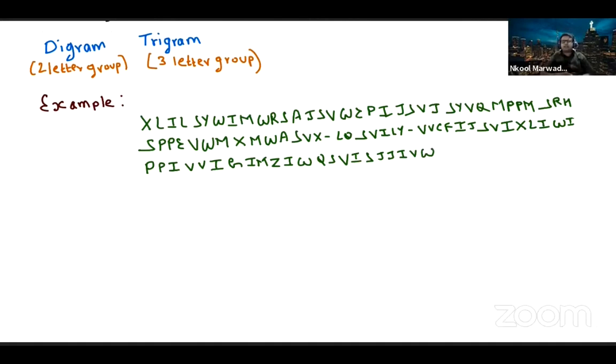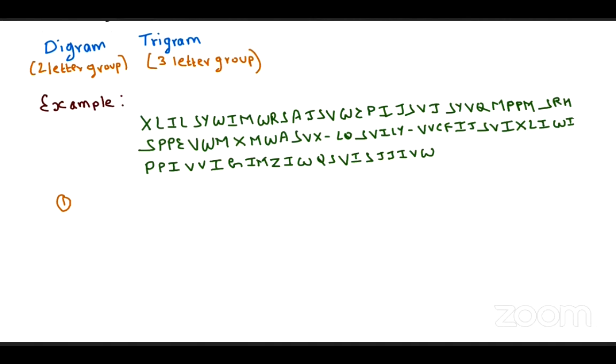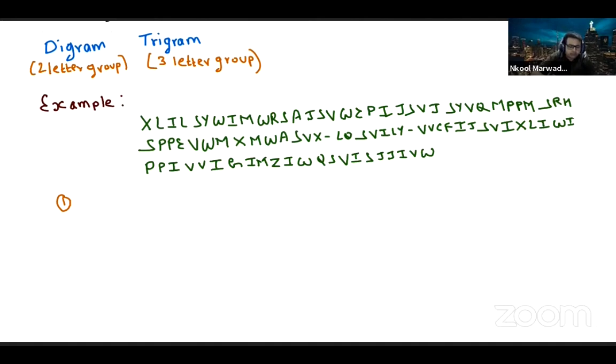Now let us break it. Some steps we will follow. Let us see that. First we will count the frequencies, the number of occurrences. When we try to do that, we will see that I is occurring 14 times.